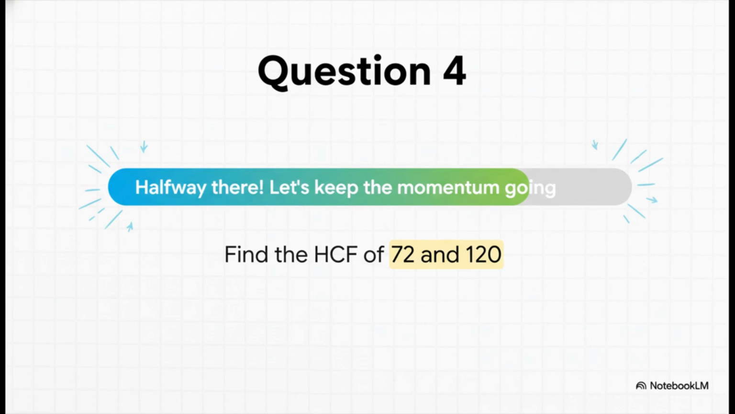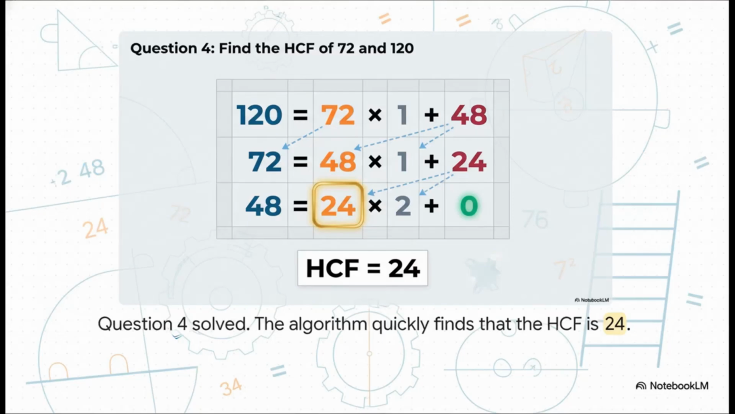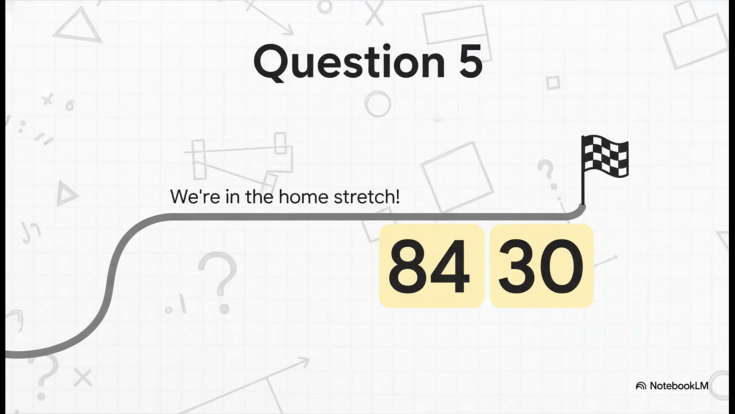Problem number 4. Let's find the HCF for 72 and 120. You know the drill by now. We follow the same exact process. First remainder is 48. Next step, our remainder is 24. And guess what? 24 goes into 48 perfectly. We hit our target, a remainder of 0. So our HCF has to be 24. We're in the home stretch now, just a couple more to go.